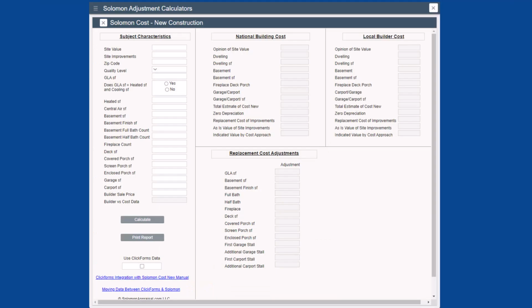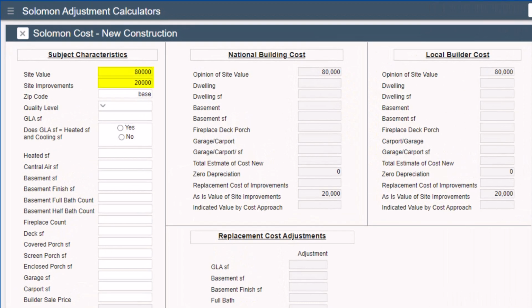I remember being frustrated with the accuracy of cost data from my earliest days as an appraiser. A new construction project only proved that the data was not accurate. Solomon Cost New solves this problem. Start at the top with site value and site improvements. Rather than zip code, type in the word base. You will see why in a minute.